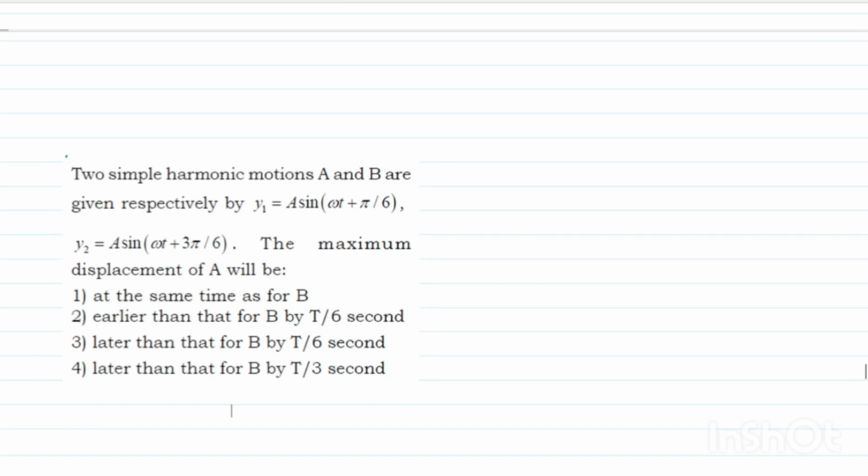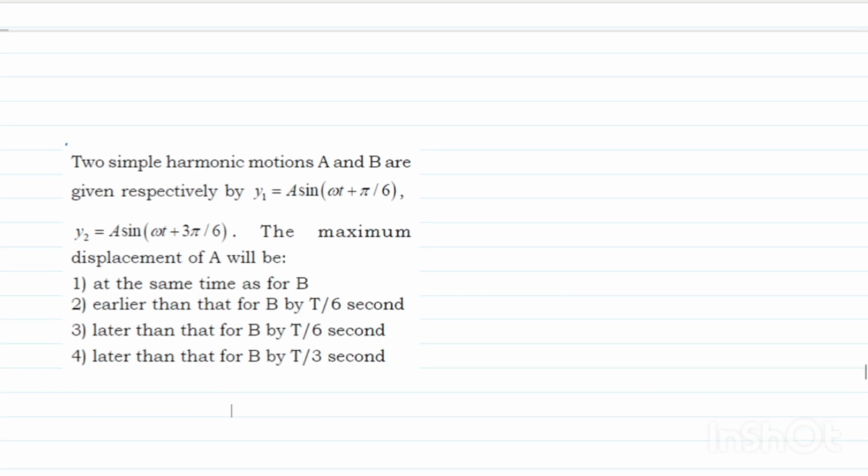Let us take the next question. Two simple harmonic motions A and B are given, where y1 is given as a sin(omega t plus pi by 6) and y2 is given as a sin(omega t plus 3 pi by 6). The maximum displacement of A is being asked, right? The maximum displacement doesn't mean here, you can take.